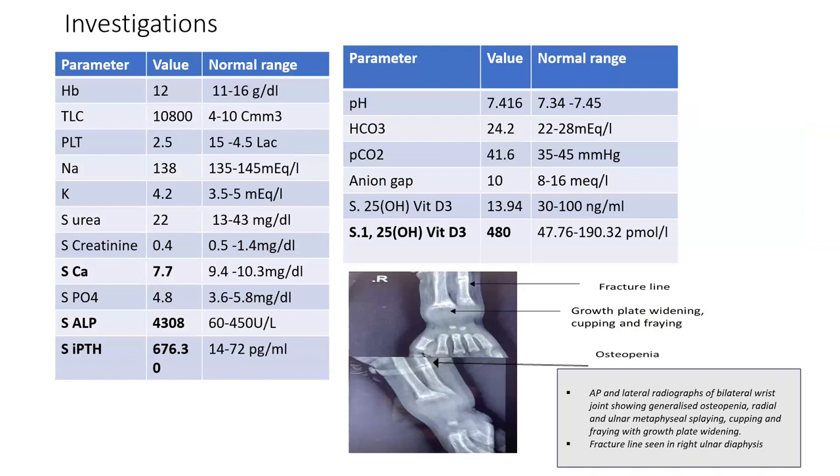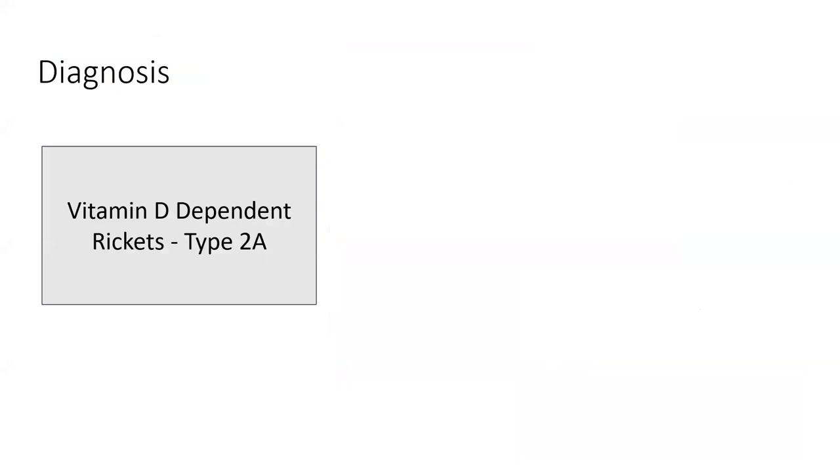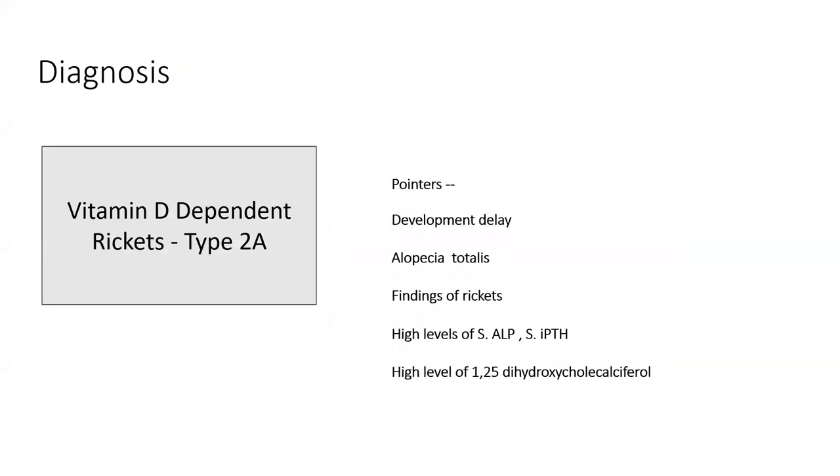This is an example of calcipenic rickets or vitamin D dependent rickets. In this case, there is confusion between nutritional or calcipenic rickets and vitamin D dependent rickets. We did 1,25 hydroxy vitamin D, which is also raised. So in view of these investigations, vitamin D dependent rickets was confirmed. What are the pointers in this case? There is developmental delay, alopecia totalis, findings of rickets in the form of high level of serum alkaline phosphatase with increased iPTH, and high level of 1,25 hydroxycholecalciferol.